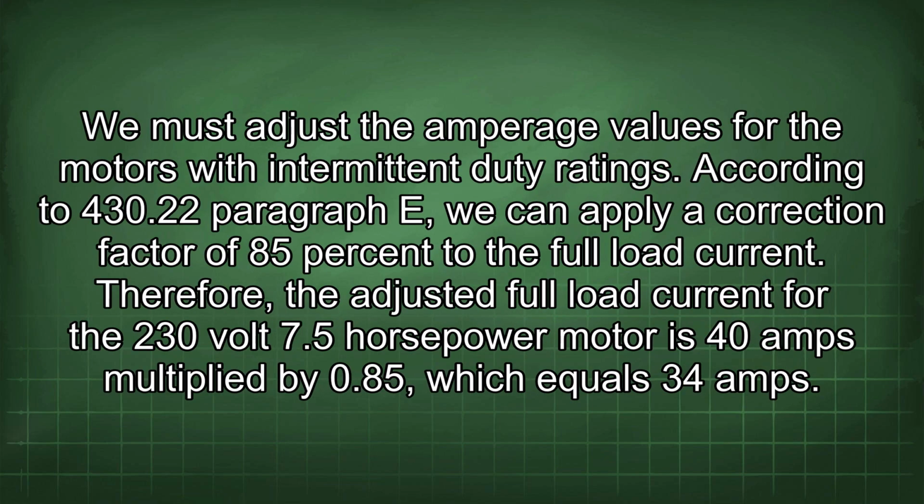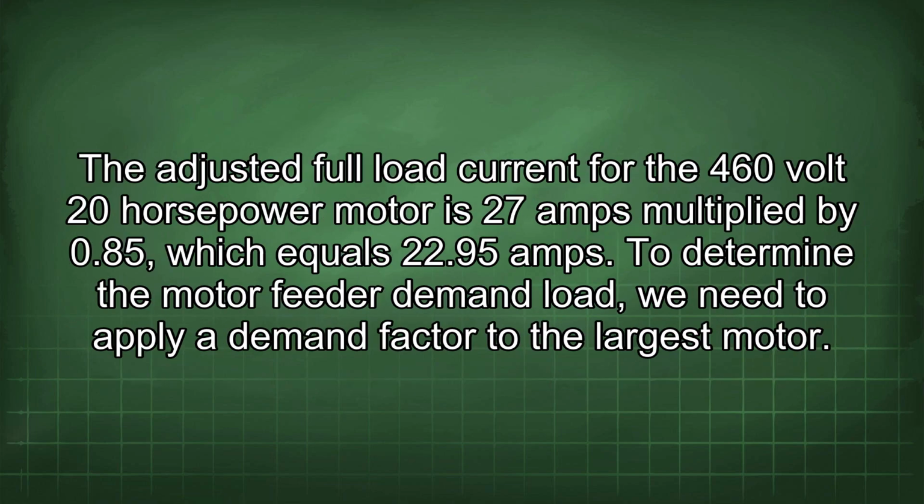We must adjust the amperage values for the motors with intermittent duty ratings. According to 430.22 paragraph E, we can apply a correction factor of 85% to the full load current. Therefore, the adjusted full load current for the 230-volt 7.5 horsepower motor is 40 amps multiplied by 0.85, which equals 34 amps. The adjusted full load current for the 460-volt 20 horsepower motor is 27 amps multiplied by 0.85, which equals 22.95 amps. To determine the motor feeder demand load, we need to apply a demand factor to the largest motor.